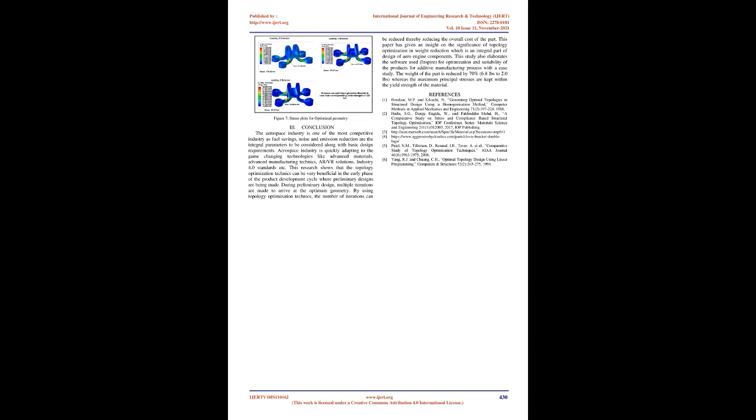During preliminary design, multiple iterations are made to arrive at the optimum geometry. By using topology optimization techniques, the number of iterations can be reduced, thereby reducing the overall cost of the part. This paper has given an insight into the significance of topology optimization in weight reduction, which is an integral part of the design of aero engine components. This study also elaborates on the software used, Inspire, for optimization and the suitability of the products for the additive manufacturing process with a case study. The weight of the part is reduced by 70%, from 6.8 pounds to 2.0 pounds, whereas the maximum principal stresses are kept within the yield strength of the material.